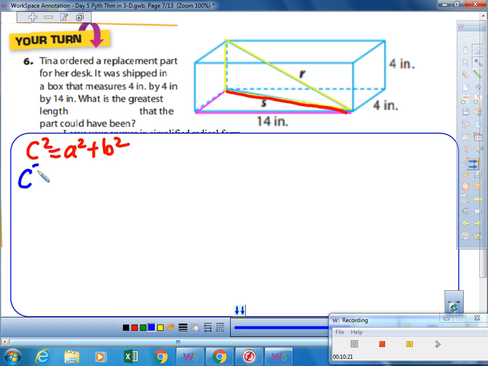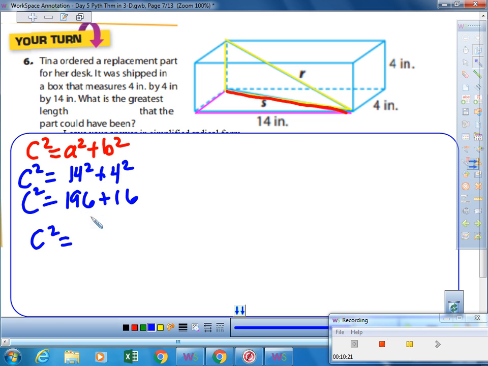You should have put in 14 squared plus 4 squared. Did you have that? All right, let's figure out c squared. 14 squared is what? 196 plus 16. C squared equals, what's 196 plus 16? 212. Am I going to do anything with this number? No, I'm going to keep it in that form.